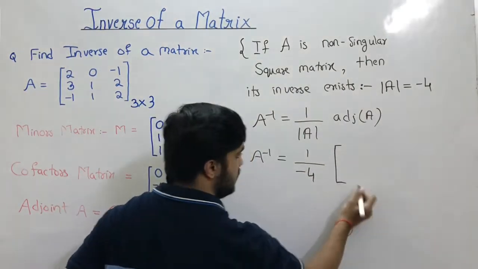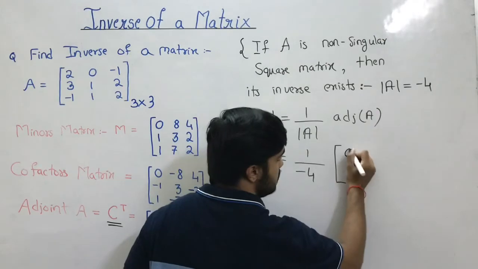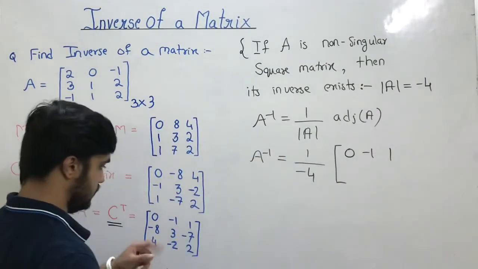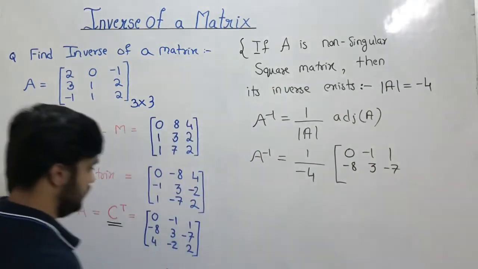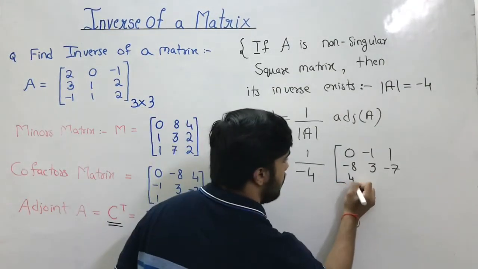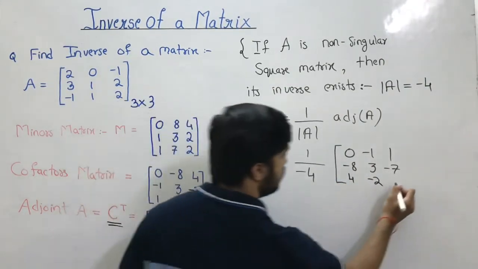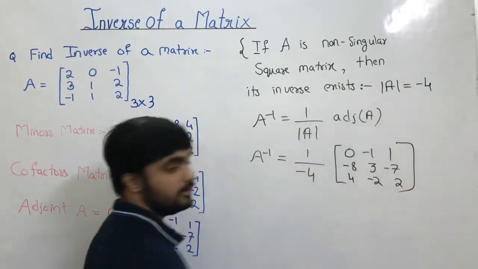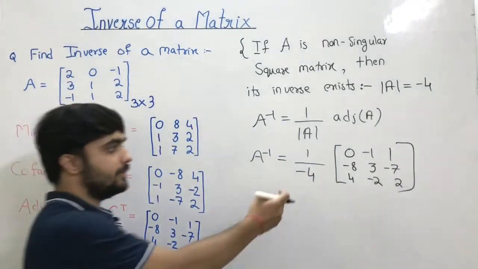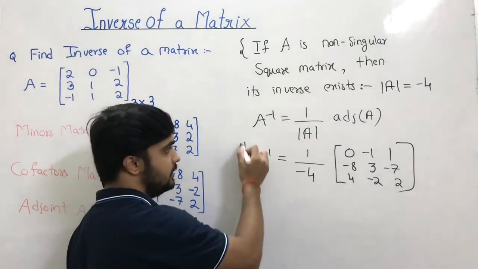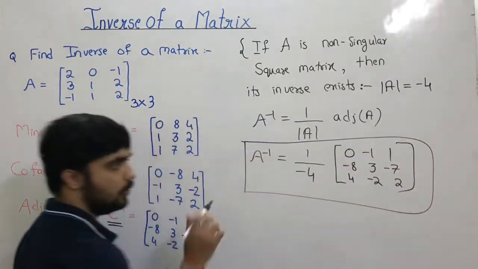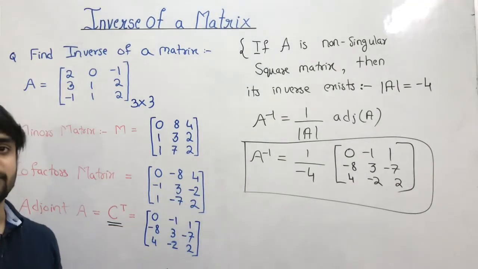So we'll directly write this matrix. This is 0 minus 1 1, minus 8 3 minus 7, and 4 minus 2 and 2, which is our final answer. If you want, you can substitute this minus 4 inside this matrix, or if you keep it as it is, that is also okay. So this is your A inverse.